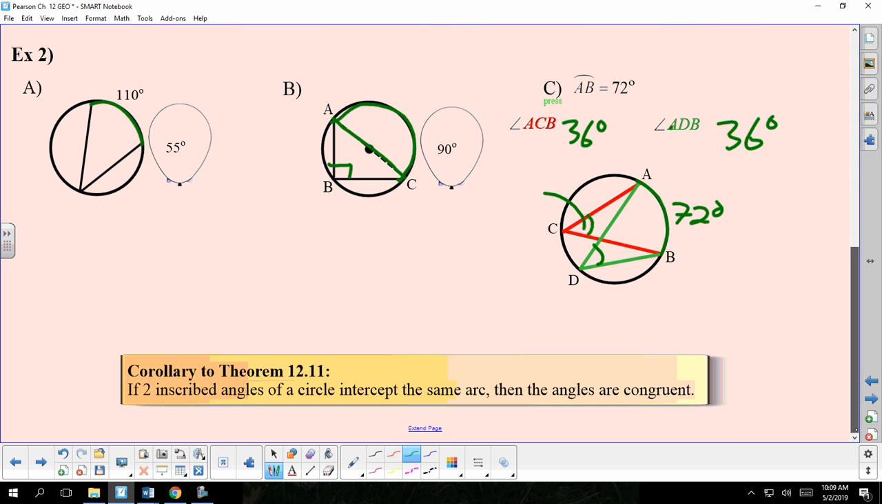Any question on that first section? So right here, corollary to theorem 12.11. If two inscribed angles intercept the same arc, they're congruent to each other, just like example C says.